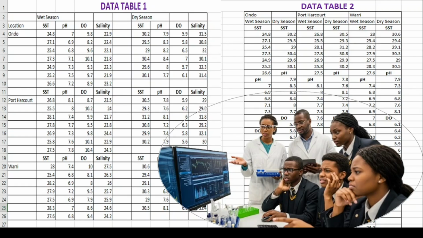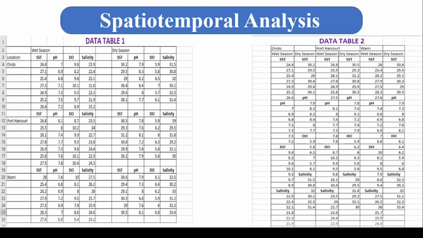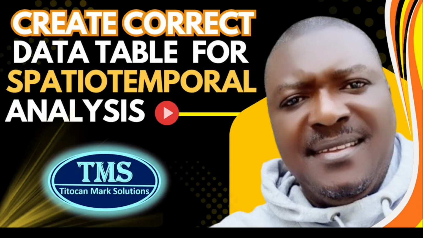Now, if your goal is to understand how your parameters vary across space and time, that is to perform spatiotemporal analysis, then your data must be organized in a way that allows you to track both where and when each measurement was taken. The data structure must be organized in the best way to suit the type of analysis you want to perform. In this video, I will show you how to transform the raw and disorganized field data into a clean, structured dataset that is perfectly suited for spatiotemporal analysis in SPSS.